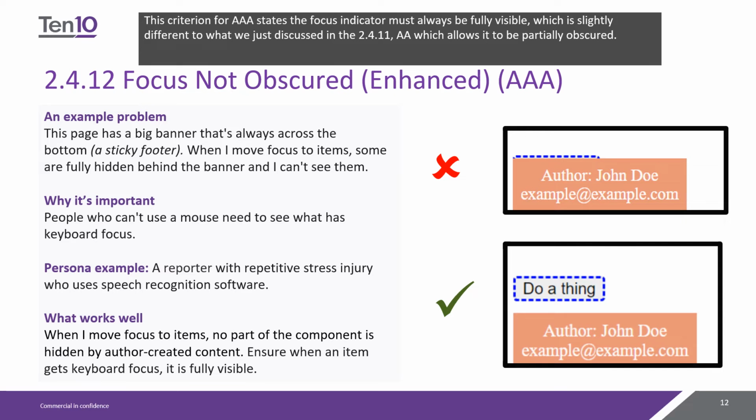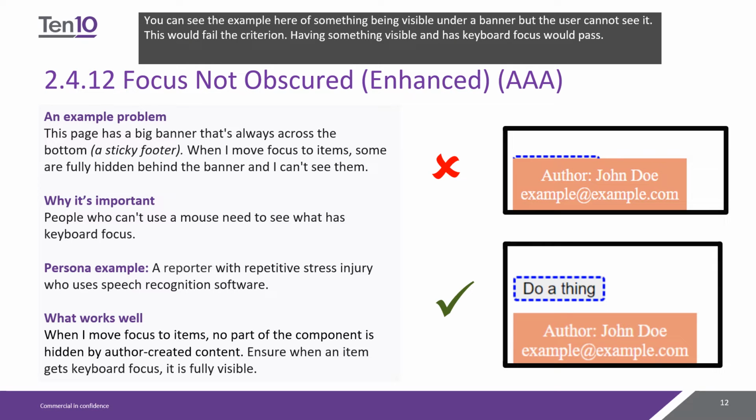This criterion for AAA states that the focus indicator must always be fully visible, which is slightly different to what we just discussed in the 2.4.11 AA, which allows us to be partially obscured. You can see the example here of something being visible under a banner, but the user cannot see it. This would fail the criterion. Having something visible and has keyboard focus would pass.